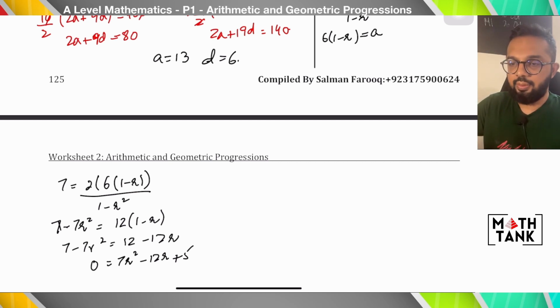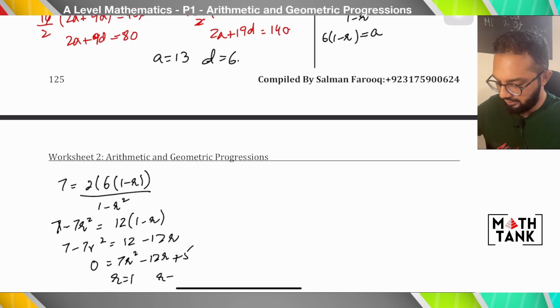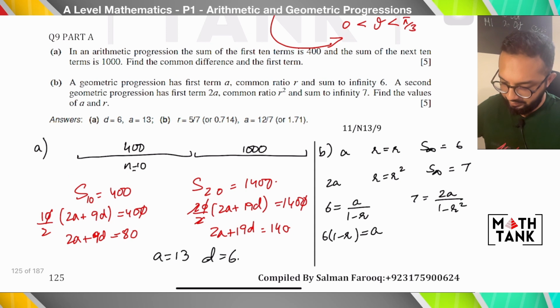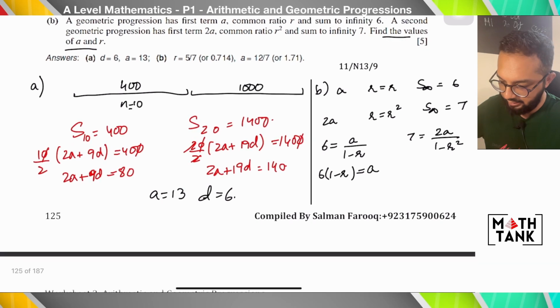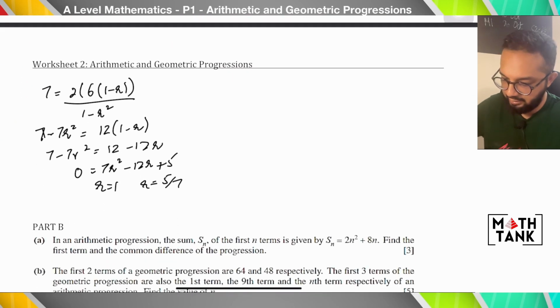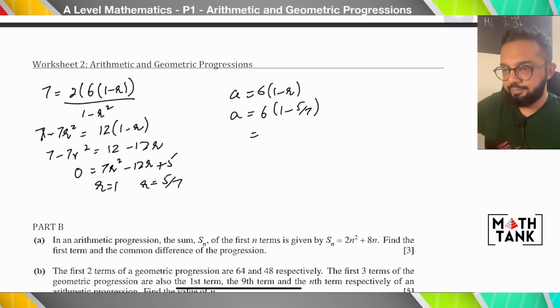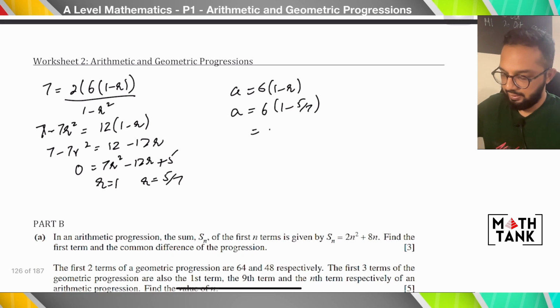Again, using my calculator to do a quadratic. 7 minus 12 and 5. I get 1 and 5 over 7. 1 obviously gets discarded. 5 over 7 is my correct answer. What did I need? I needed the values of a and r. So r is correct. Let's find out a. a is just 6 into 1 minus r. That is 12 over 7.